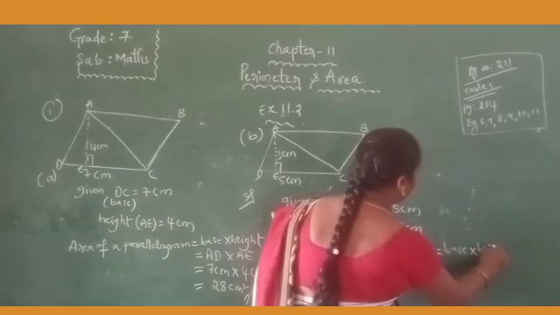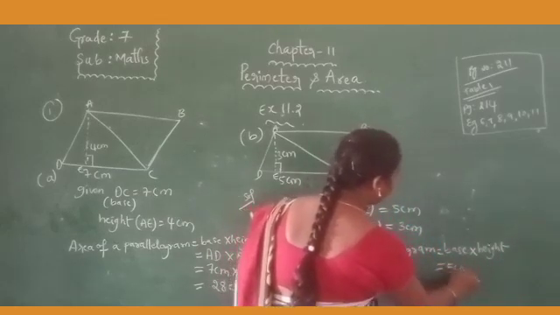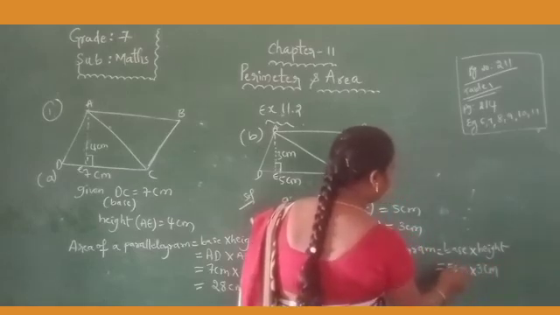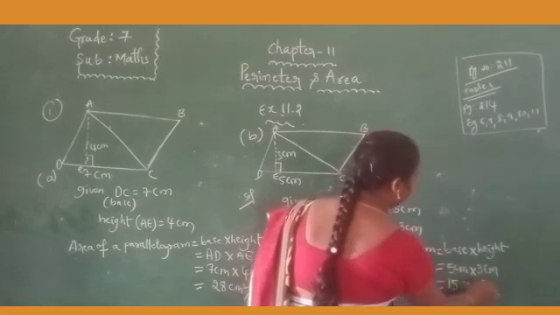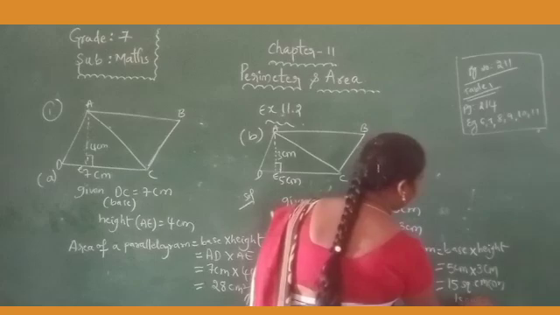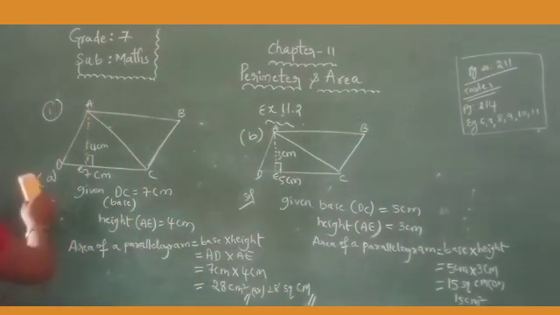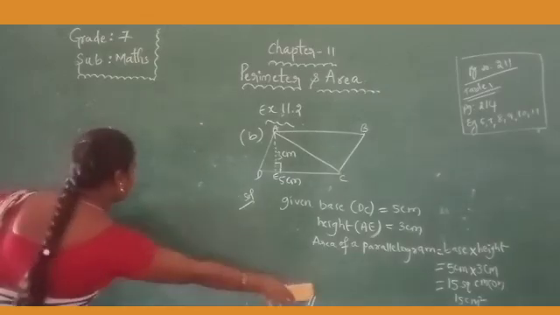Area of parallelogram is equal to base into height. Base is 5 centimeters and height is 3 centimeters. Multiply 5 3s, 15 square centimeters. Okay, now next, see the third one in the first question.